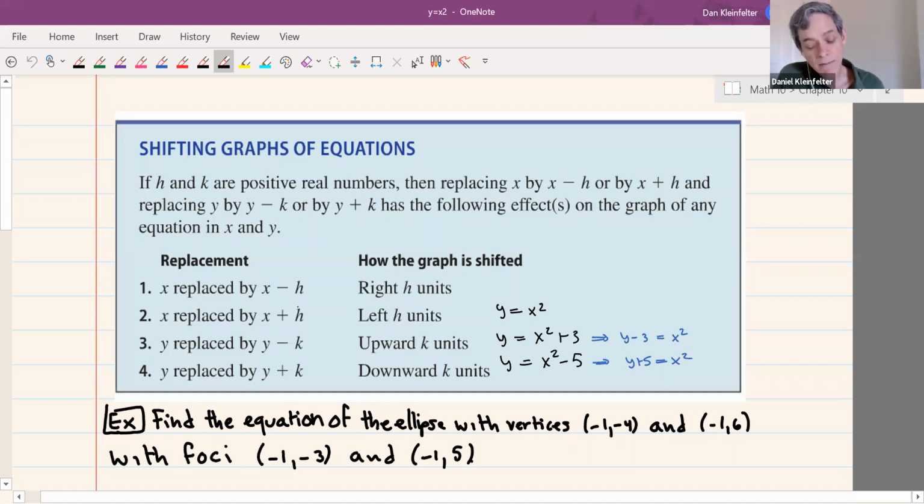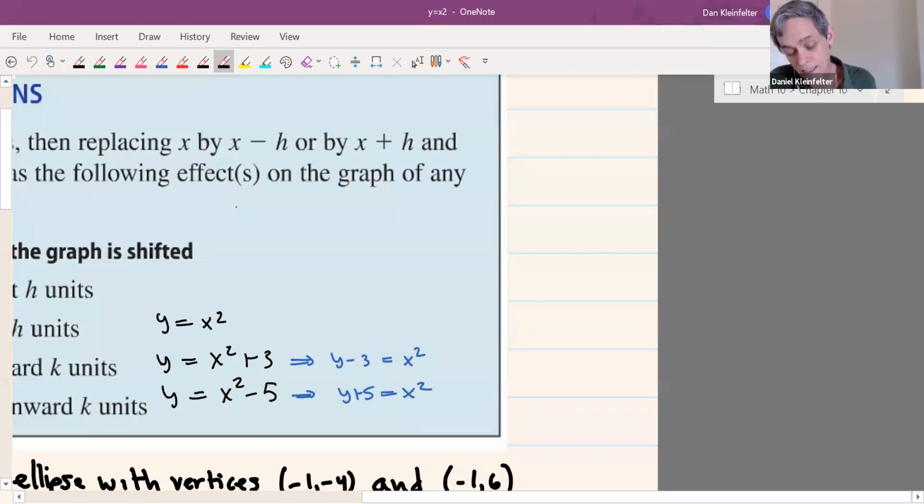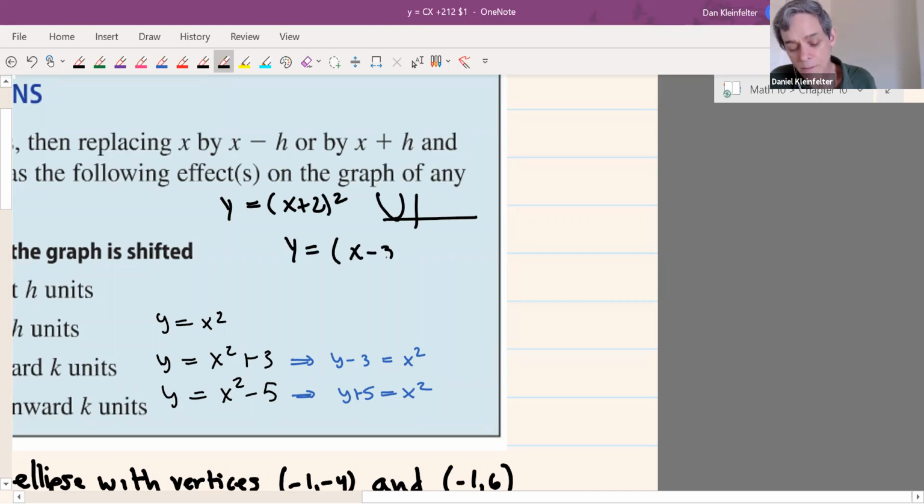Okay, x replaced by x minus h shifts it right by h units. x replaced by x plus h will shift it left by h units. Okay, and so we've seen that kind of thing happening in the past. For one thing, we could consider just the formula for a parabola. If you have y equals (x plus 2) squared, we know that has been left shifted by 2 units. If we have y equals (x minus 3) squared, that will have been right shifted by 3 units.